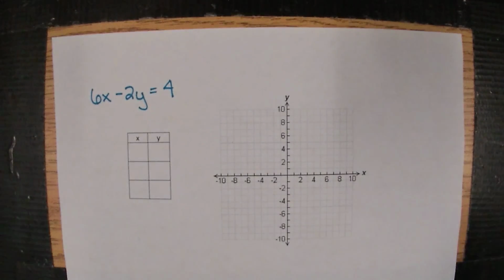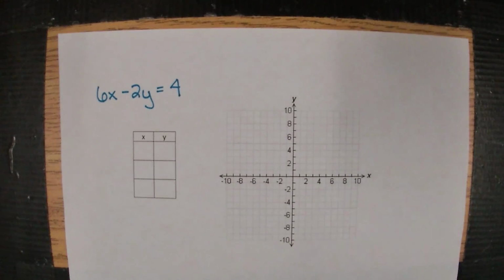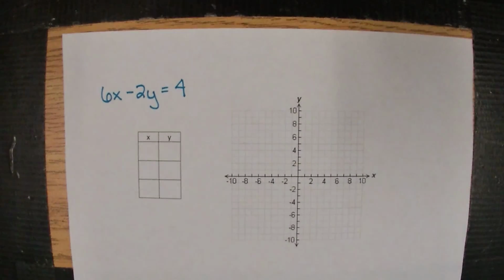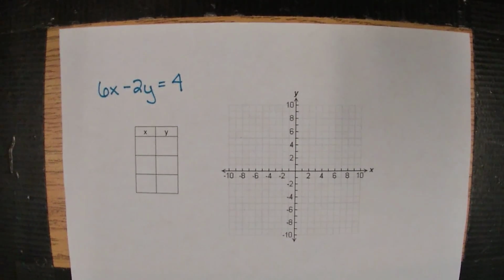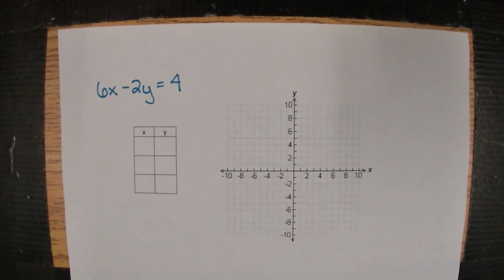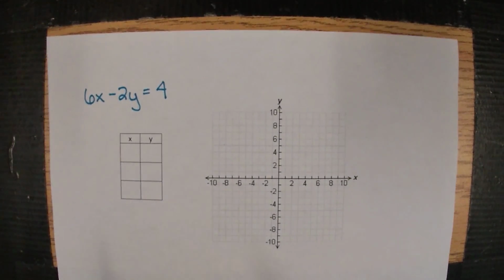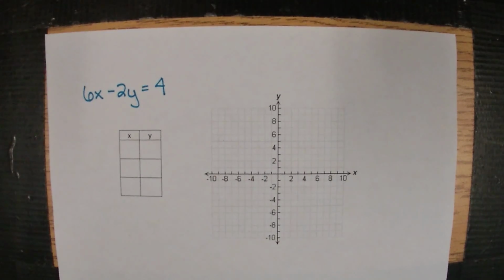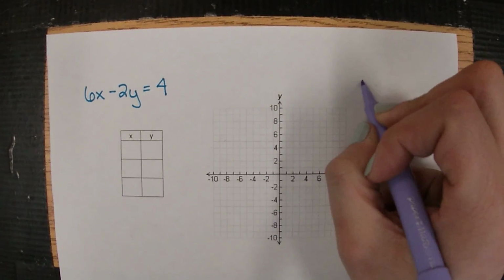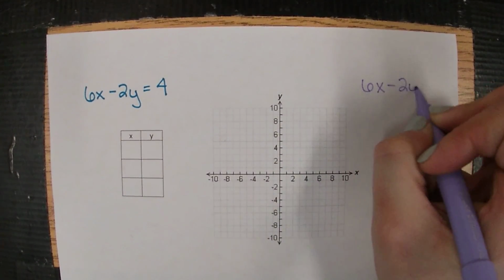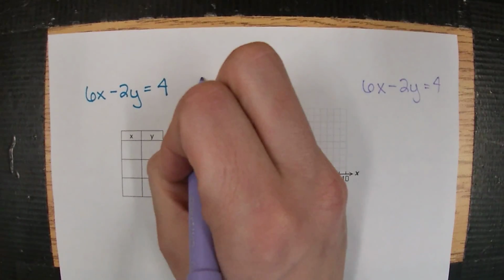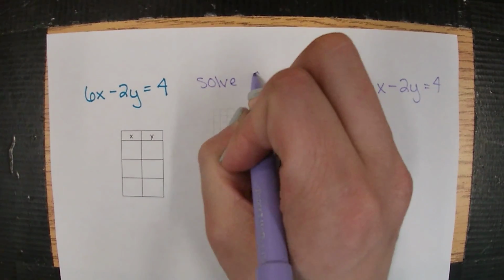Last example we're going to look at today is what if we have 6x minus 2y equals 4? Okay, so now we're in this situation where this doesn't say y equals. It's not in a function rule format. And so plugging in those values is going to be a pain if we leave it in this format. So to help us with that, the first thing we're going to want to do is solve this for y.